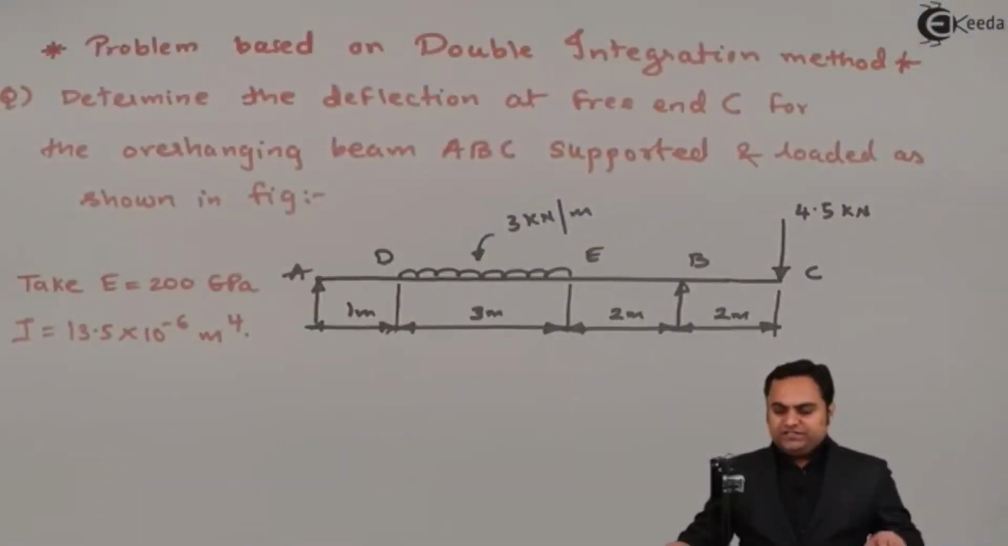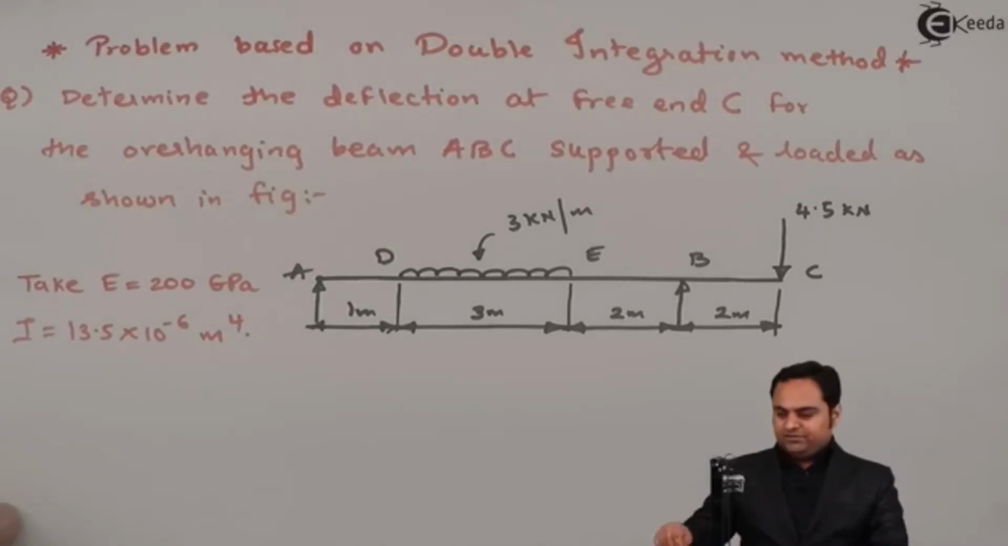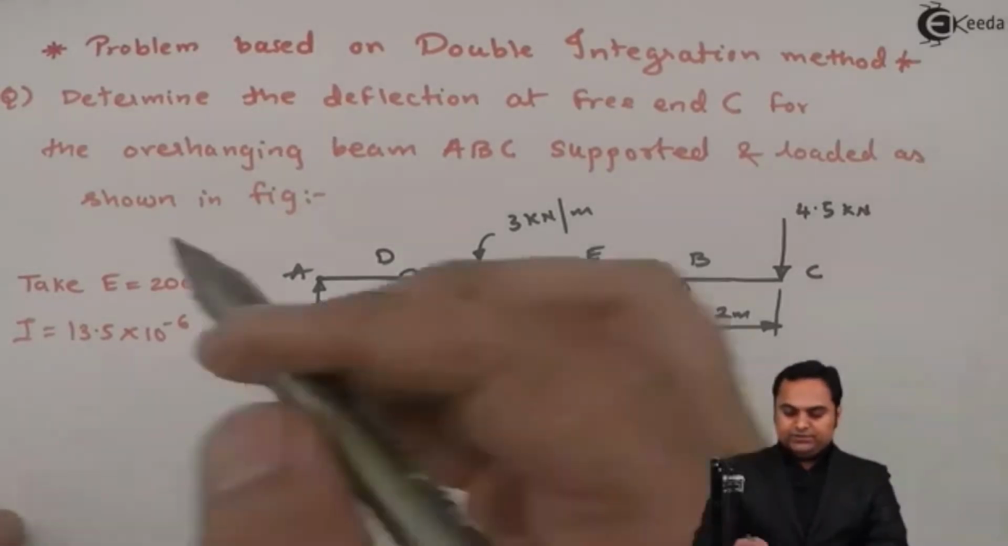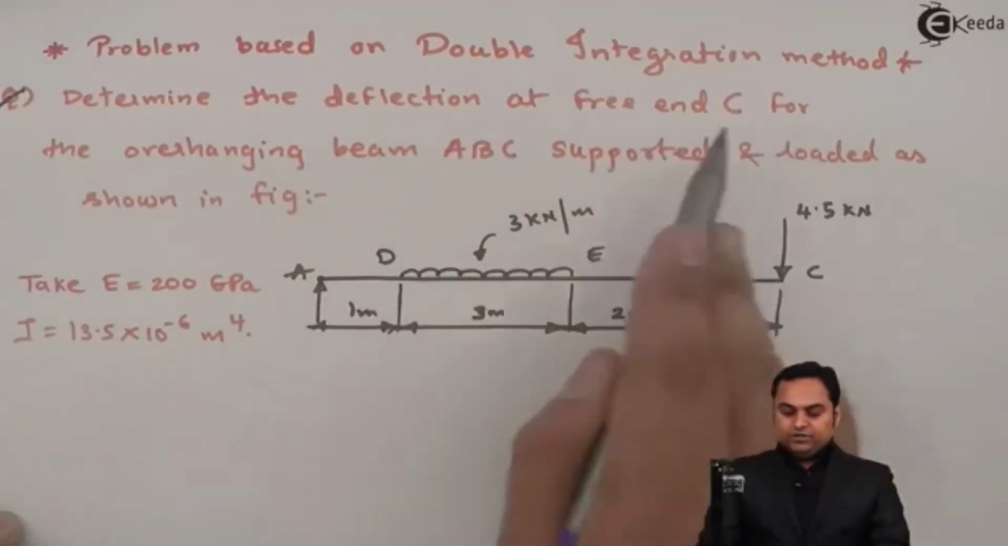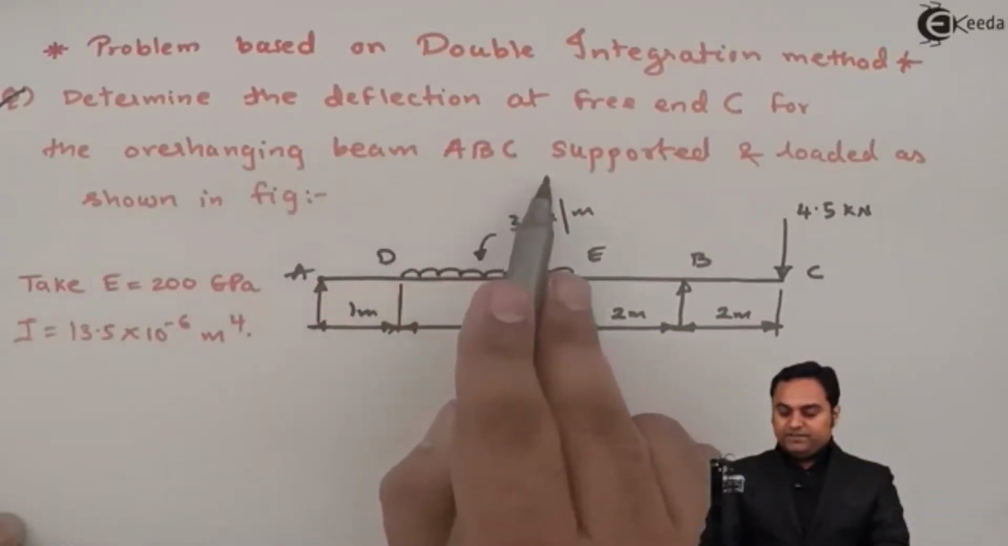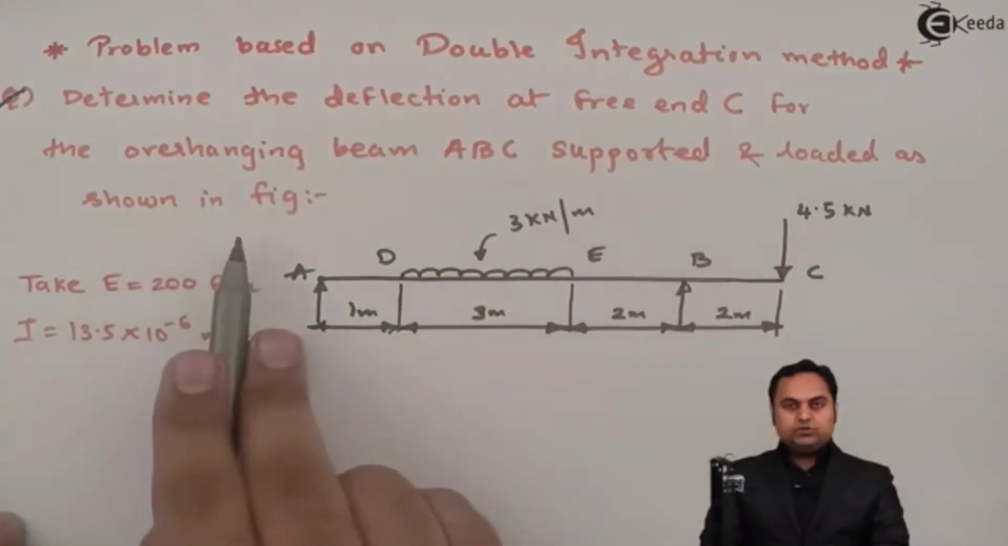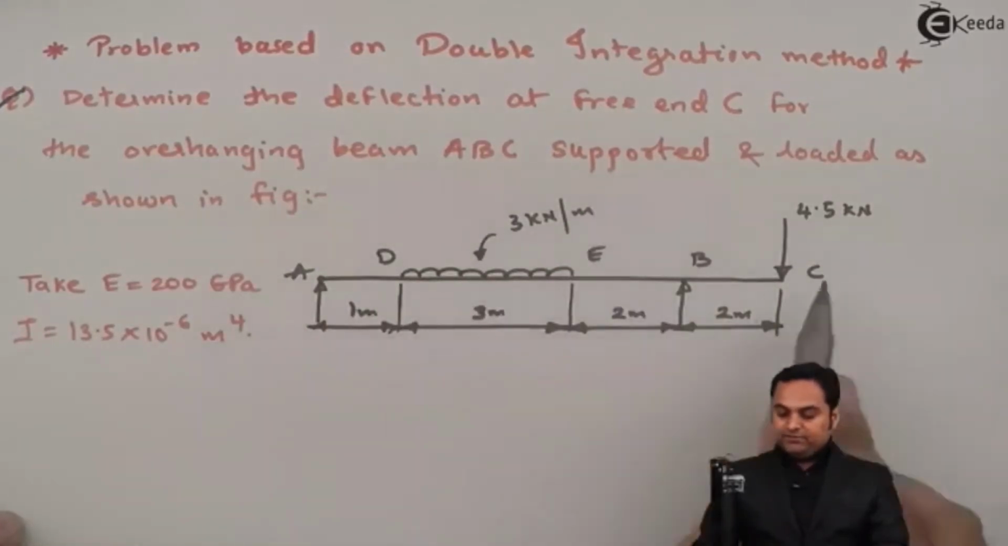In this video, we will see a problem on the double integration method. Here is the question: determine the deflection at free end C for the overhanging beam ABC supported and loaded as shown in the figure. Here the diagram of the beam is given.